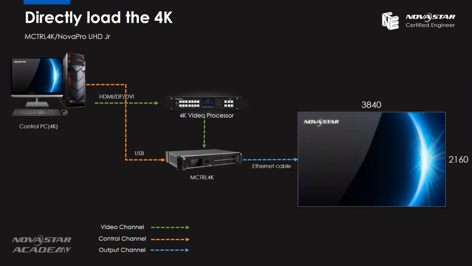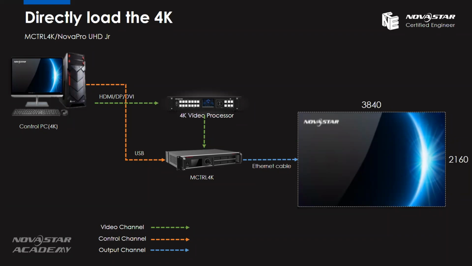And you may have some doubts: why do you still add a video processor here? Because the M-Control 4K can accept the 4K video source input. The reason is, for some application scenarios, the customer may want to open multiple layers, or switch the video source. Then we need to use the video processor to do this.